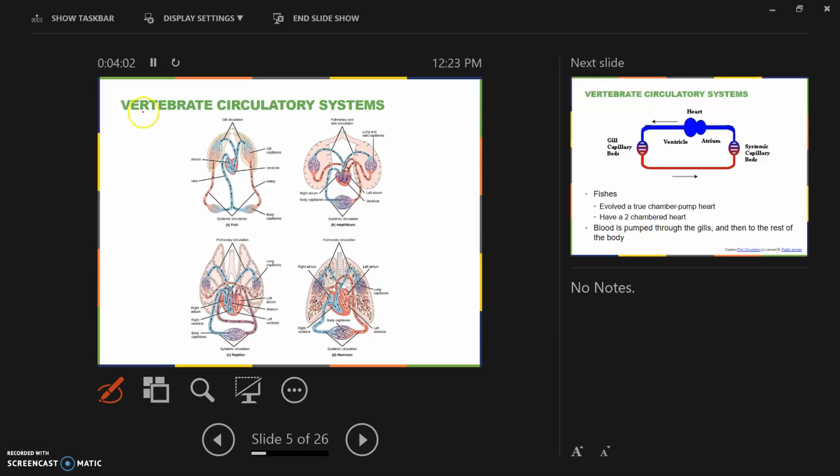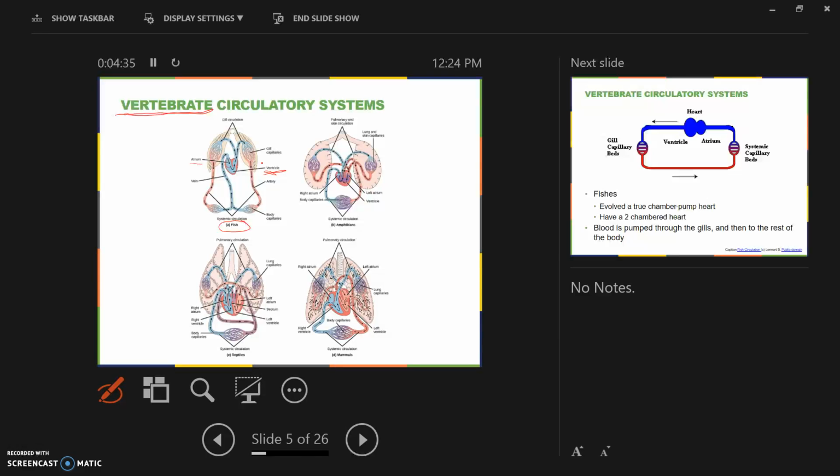In vertebrates, the circulatory systems can range from a two-chambered heart to a three-chambered heart to a four-chambered heart. In fish, there is a two-chambered heart. In other words, there's just one atrium and one ventricle. So the atrium is the receiving chamber and the ventricle is the pumping chamber.